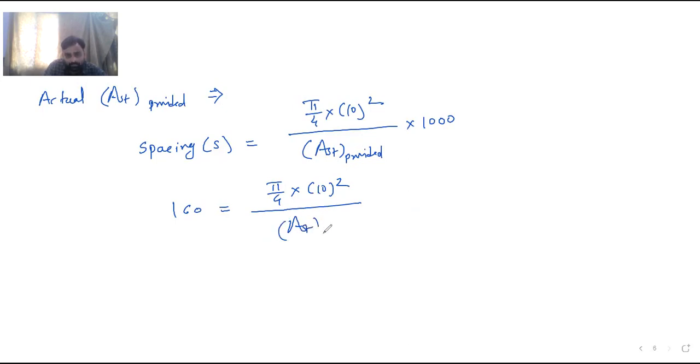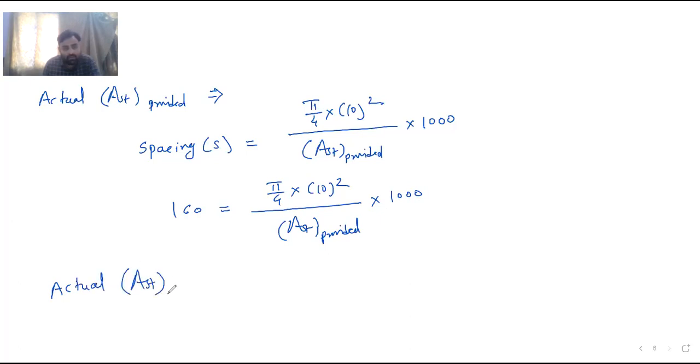This is required. In limit state method, this is not required to calculate in this way. Actual AST provided is not required over there, because there we consider a lot of factor of safety, but in the working stress method, factor of safety is not that much. That is why we have calculated the actual exact area. So here the AST provided will be as it is and multiplied by 1000.